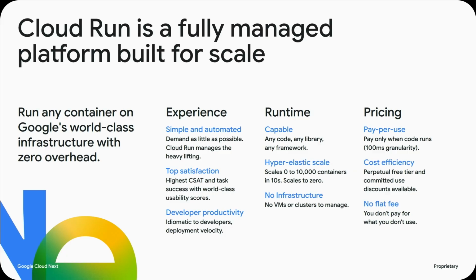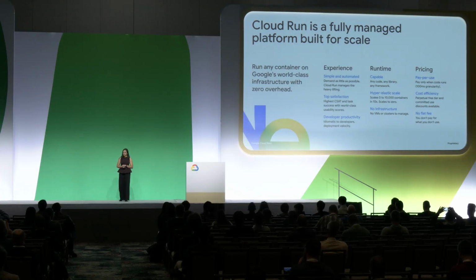How many of you know about Cloud Run here? Oh, that's great. So anybody who's new here, let's have a quick recap. What is Cloud Run? Cloud Run is a fully managed platform that is built for scale. You can run any container on Google's world-class infrastructure in a fully managed manner. You do not need to provision any servers, any VMs, or any clusters. It is a hyper-elastic platform. It can scale to tens of thousands of containers within 10 seconds. And the best thing, you only pay for what you use. You can run any code, any framework, and any library, and you only pay when your code is running.